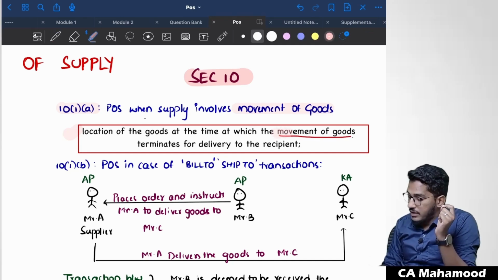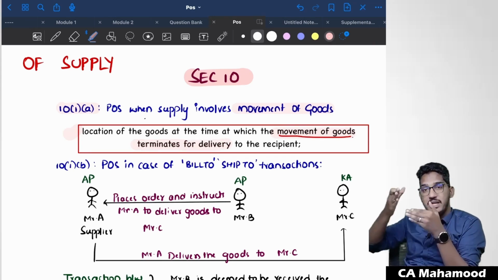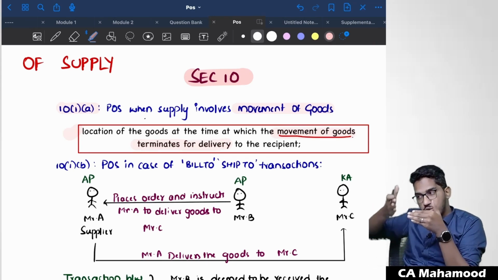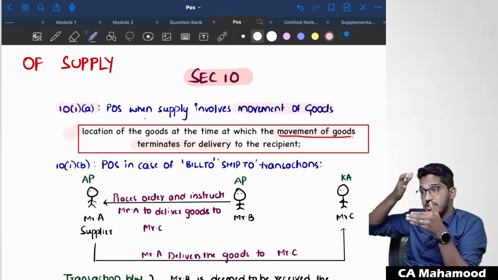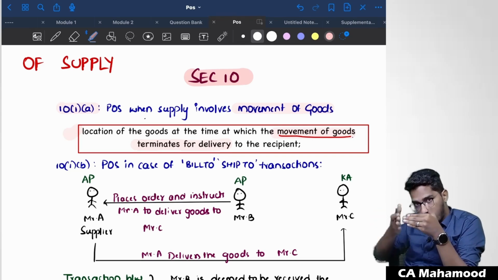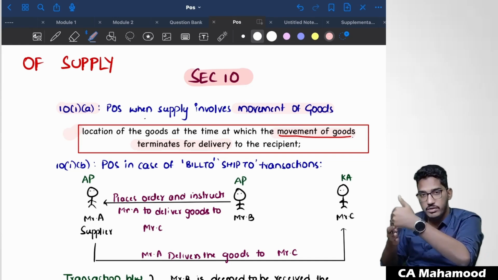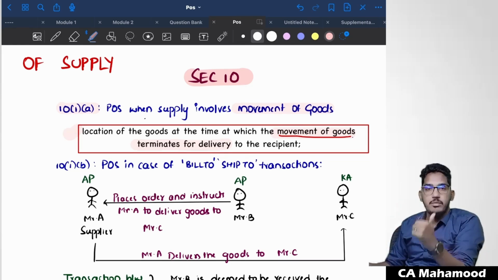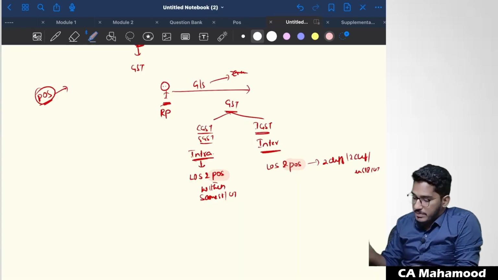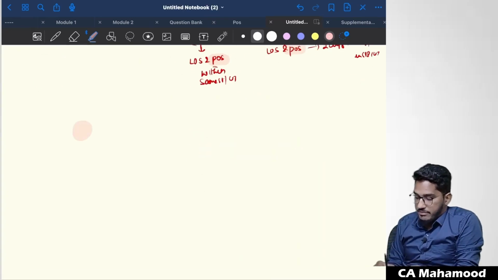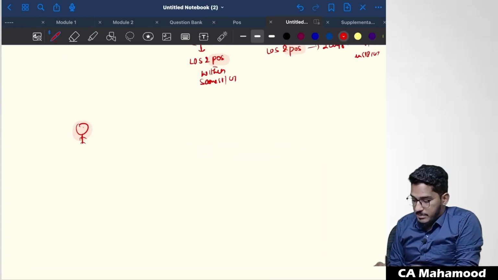Very, very important: the location at which the movement of the goods terminates for delivery to the recipient. That means the place at which the movement is coming to an end, the place at which the movement is getting terminated or stopped, that is nothing but the ending point of the movement of the goods, and that will be determined as the place of supply. So let me give you an example to make you understand. Take for example, I am a supplier.